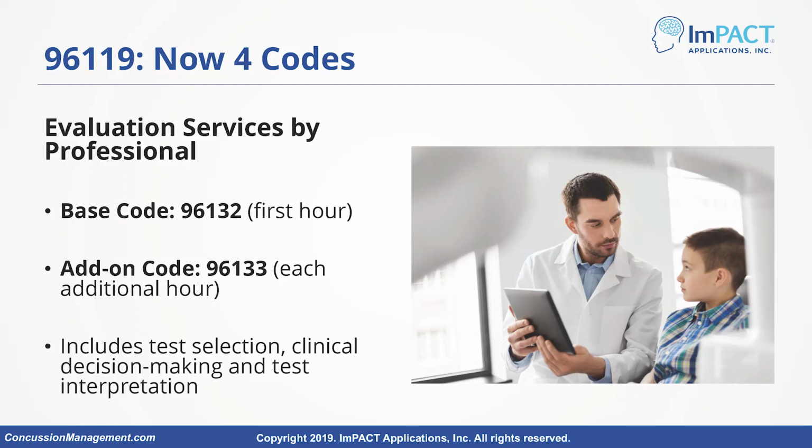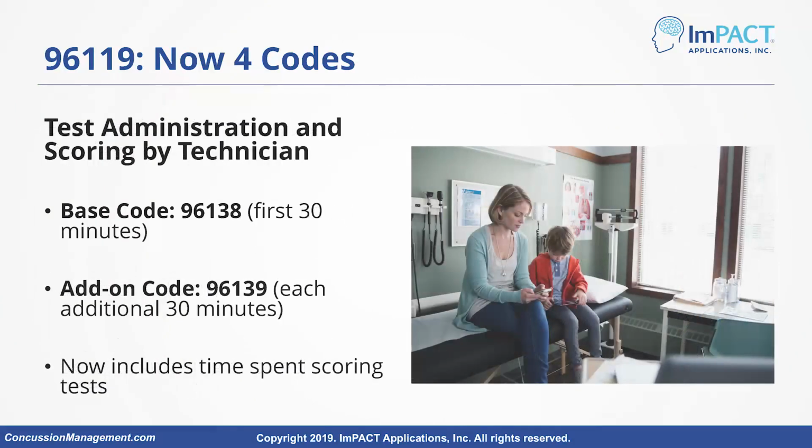96119, which is evaluation services by a professional, is now four codes, which is 96132 for the first hour, 96133 for the additional hour, and then again 96138 and 96139. So just as I mentioned before, it's whether it's an hour of service or 30 minutes' worth of service.